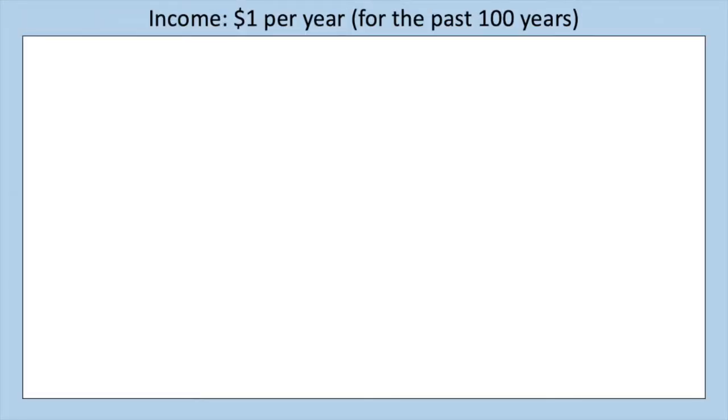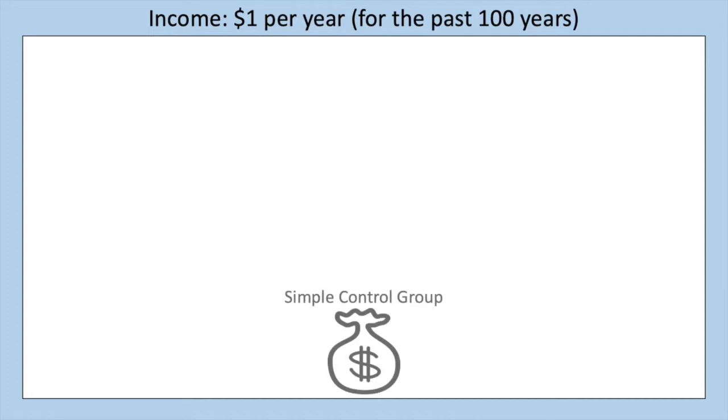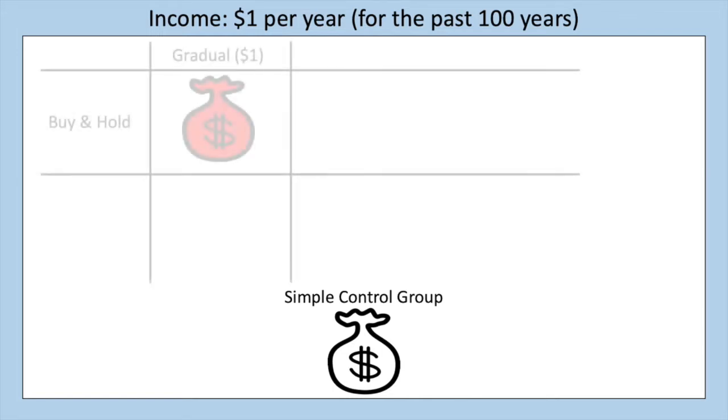Okay, so let's meet our investors. All of them will have the same income of $1 per year for the past 100 years. Our control investor will be the simplest. Every time they get $1, they immediately invest it in the Dow Jones. It doesn't matter if it's the height of 1929 or the bottom of 1932. As soon as they get their yearly dollar, they invest it unconditionally and never sell.